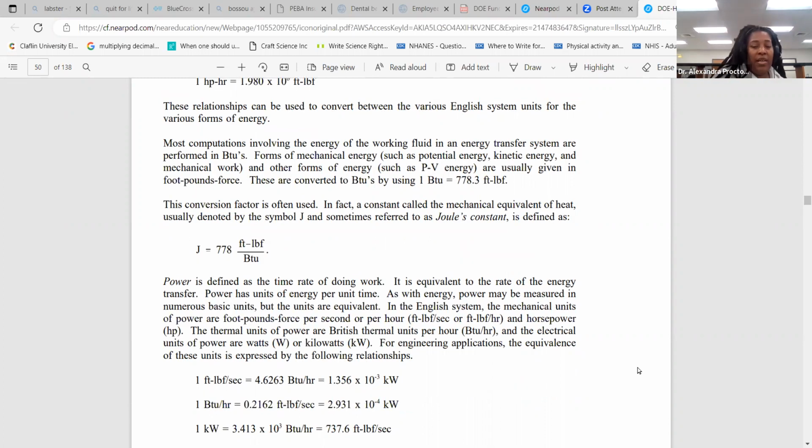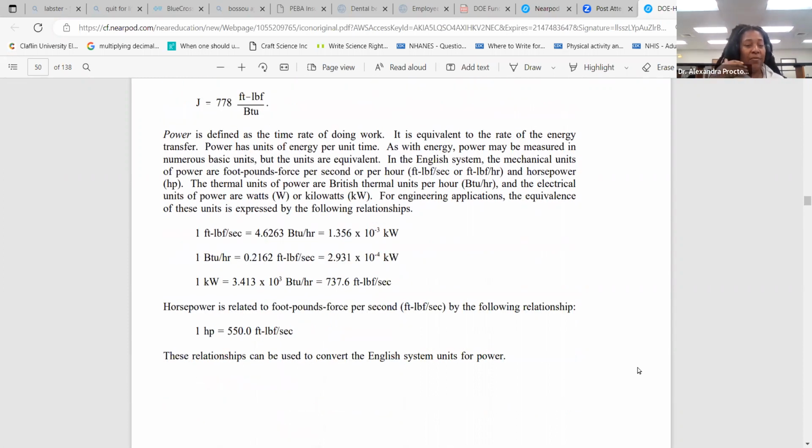And so then they're going to express the equivalence by giving you these conversion factors. So one foot-pound force per second is equal to 4.6263 BTU per hour, which is equal to 1.36 times 10 to the minus third kilowatts. One BTU per hour is equal to 0.2162 foot-pound force per second, which is equal to 2.931 times 10 to the minus 4 kilowatt. And a kilowatt is equal to 3.413 times 10 to the third BTU per hour, which is equal to 737.6 foot-pound force per second.